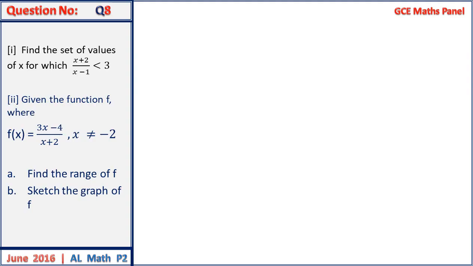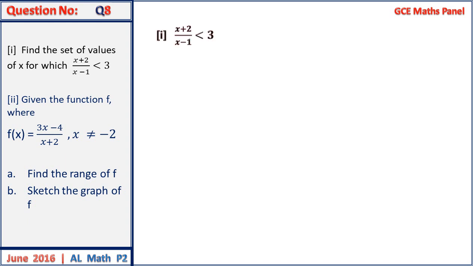We now move on to the next question. June 2016, paper 2, question 8. Find the set of values of x for which (x + 2)/(x - 1) is strictly less than 3. Many students will make a lot of mistakes with questions like this. To solve this inequality, you have to bring everything to the left-hand side and simplify.